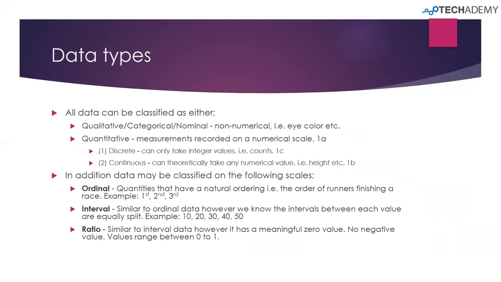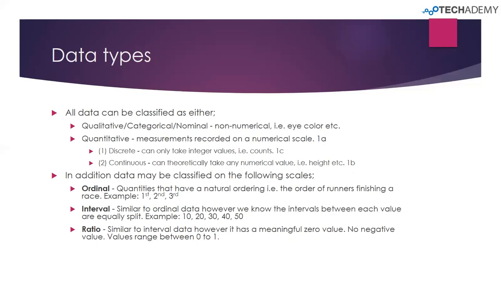So if we check what the different data types are, we can see that data can be classified broadly under two categories: qualitative data and quantitative data. In qualitative data, we have categorical and nominal. These are basically non-numerical data types. And in quantitative data, we have discrete and continuous, which are numerical data types. I will give you an example for each of these.